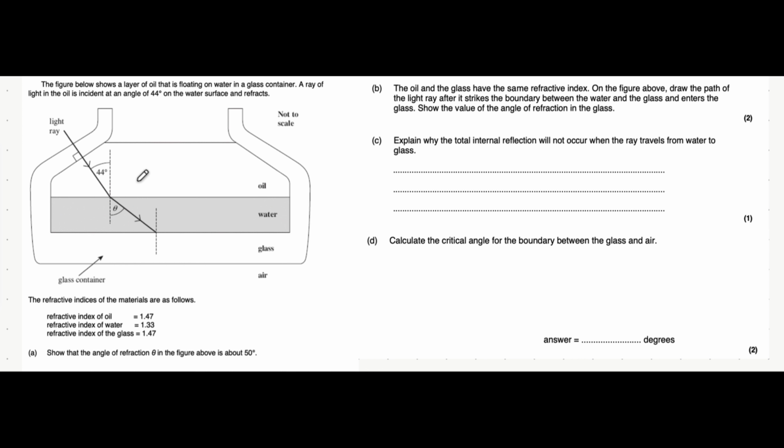So this first question shows light going through oil and then refracting onto water and then refracting onto glass eventually. This line is what we call the normal, which is an imaginary line that meets the interface at 90 degrees. It's giving you refractive indices of oil, water and glass, and it's asking you to find the angle of refraction in the water. So here we can use Snell's law because we know the refractive index of oil is given as 1.47. We know the angle of incidence. We know the refractive index of water is given as 1.33. So we can find the angle of refraction.